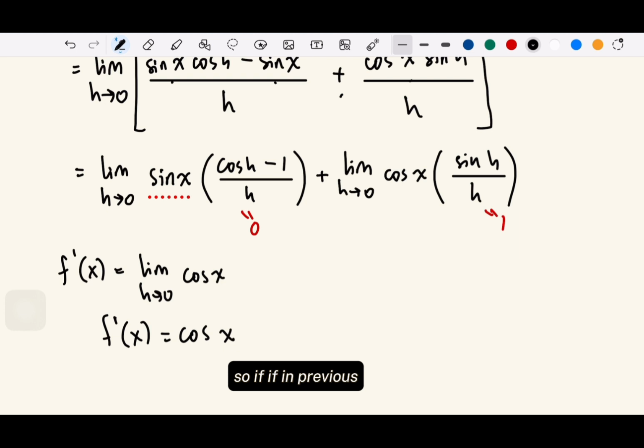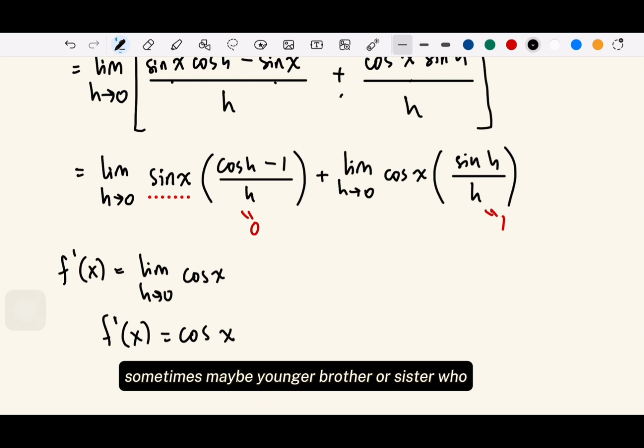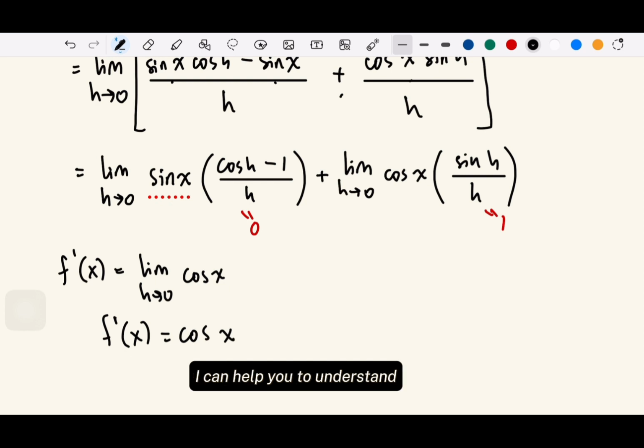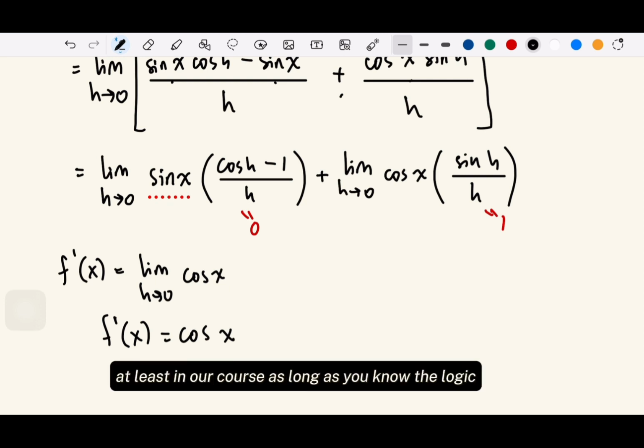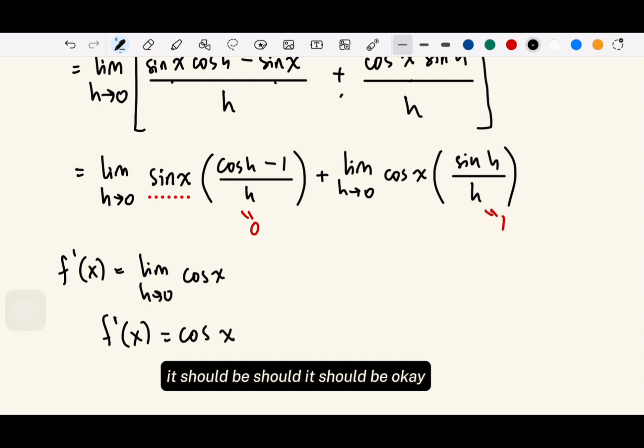So maybe in the previous class you already knew that the derivative of sine is cosine. But now you know how we get the cosine. Maybe sometimes your younger brother or sister would like to ask you, and you can practice by yourself and help them understand this one. But at least in our course, as long as you know the logic, the reasoning, and how to apply the derivatives, it should be okay. No need to memorize everything.